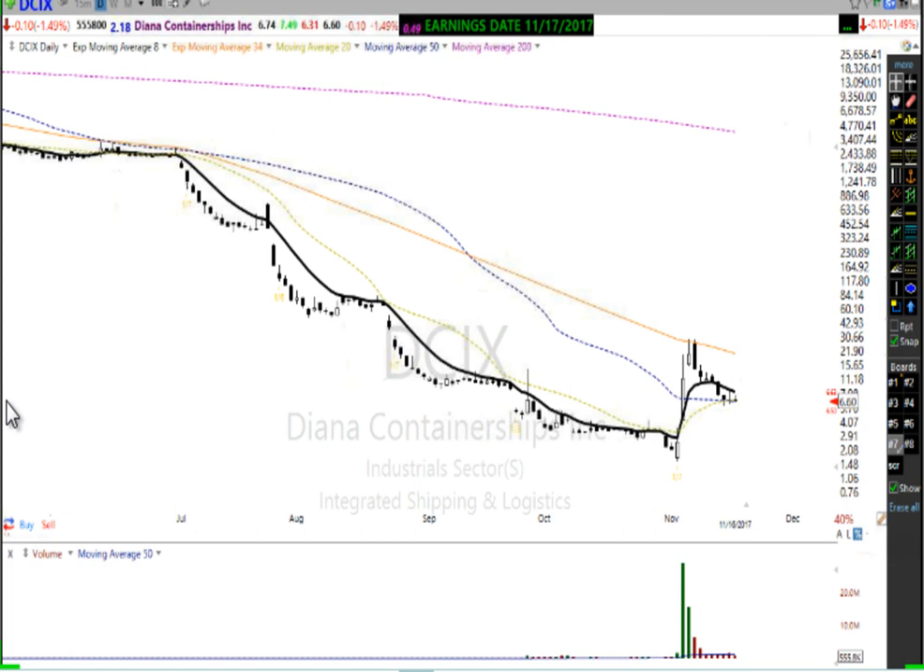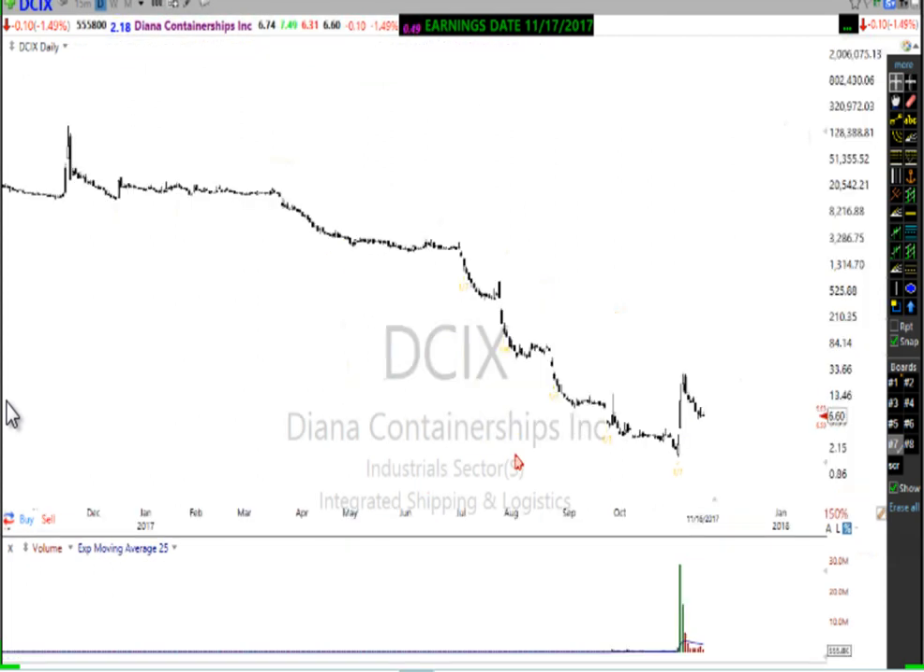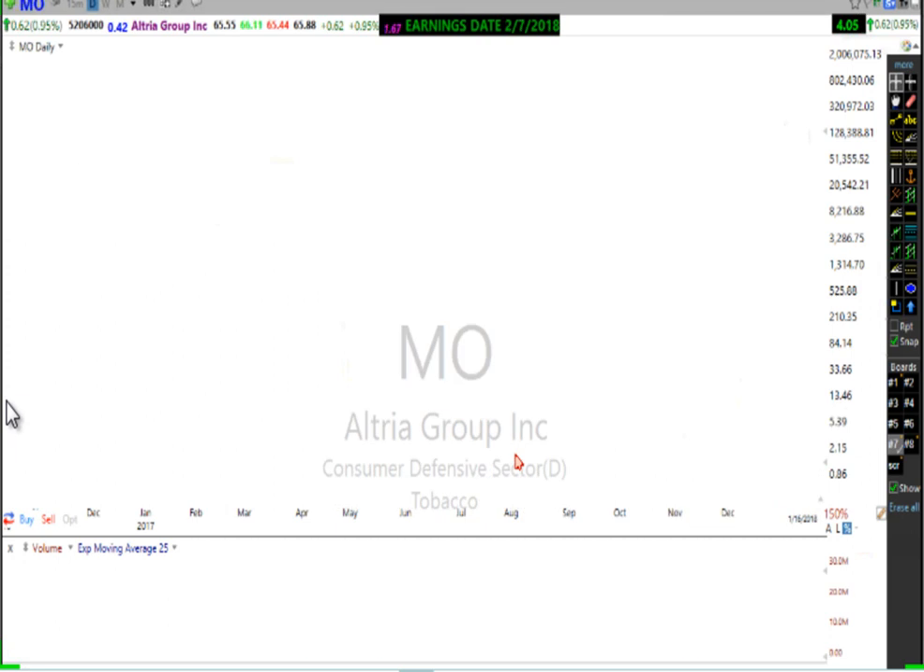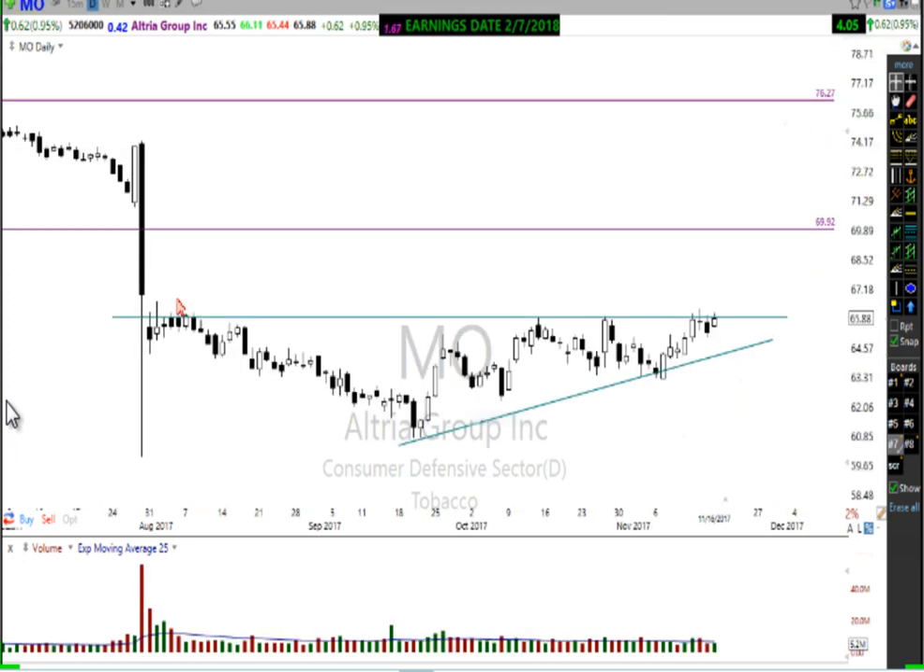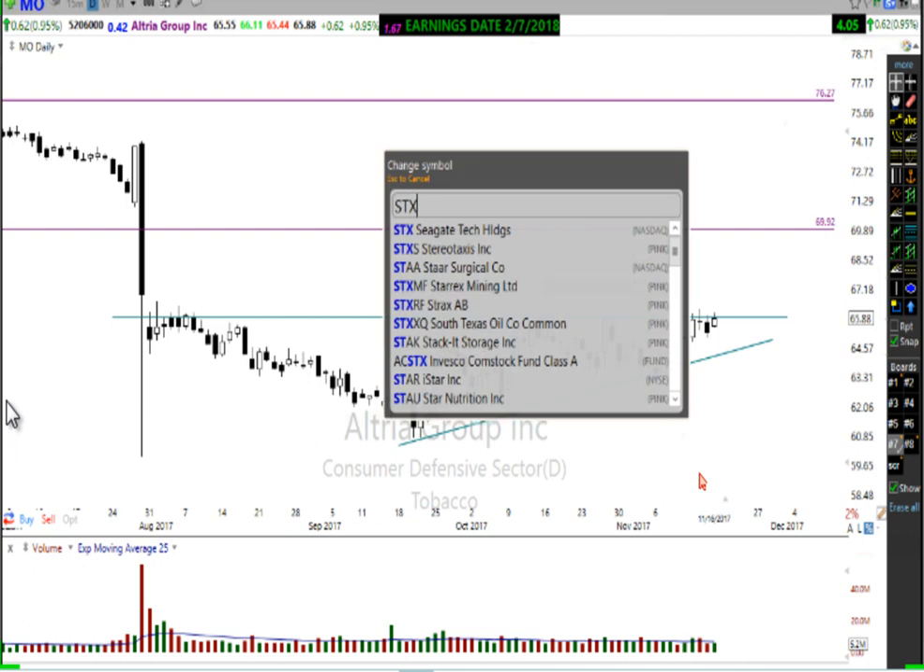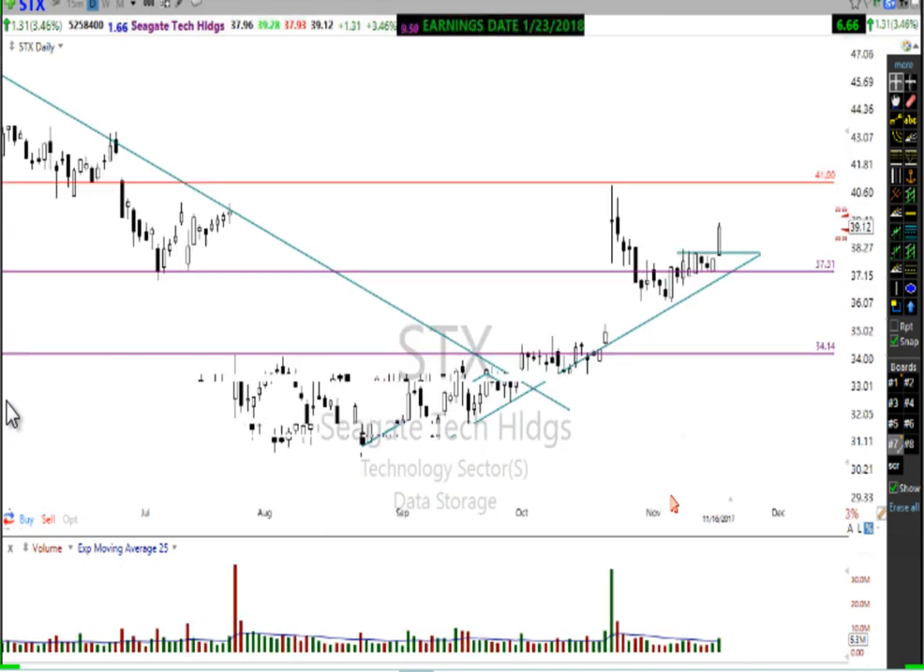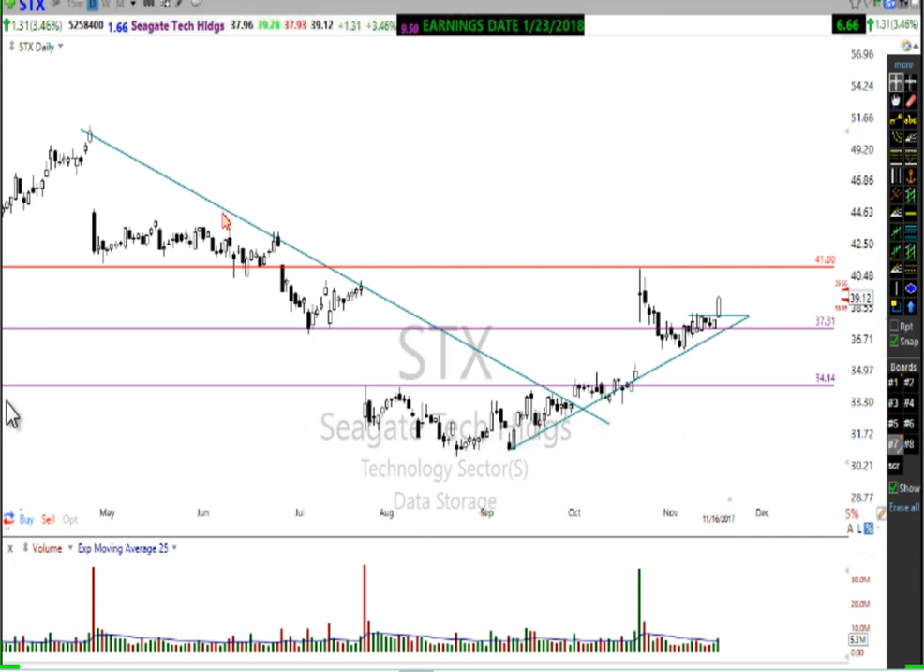Let me give you one that's looking kind of similar to this that could be setting up. MO, nice little rounded bottom breakout type pattern. Wedging right here, there's that price resistance that we're watching for that trade to get into that position. Very similar pattern we're trading right now. We're actually in this trade on STX. Coming up out of that, there's the downtrend break.